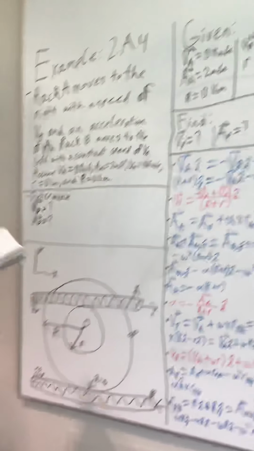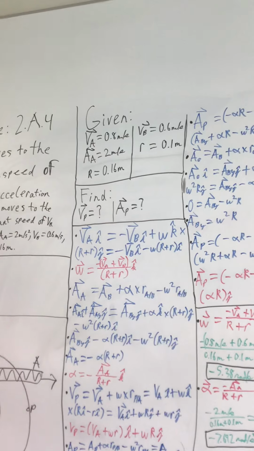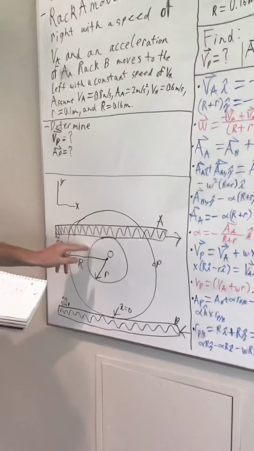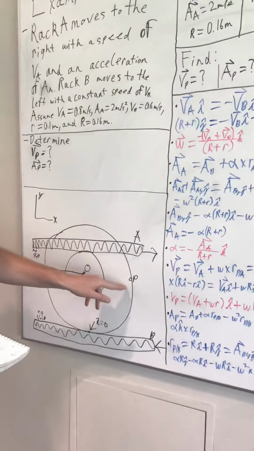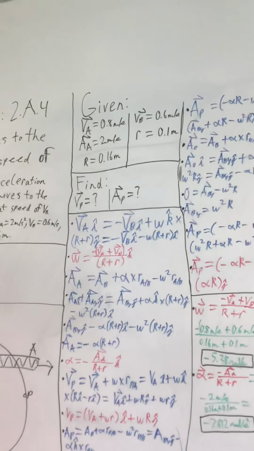So we are given the velocity of A, the acceleration of A. We're also given the velocity of B. We're also given the two radii, the inner radius for the gear and the outer radius. The point we're concerned about is point P here. We're asked to find the velocity and the acceleration. To do this, we'll start with a simple equation here.